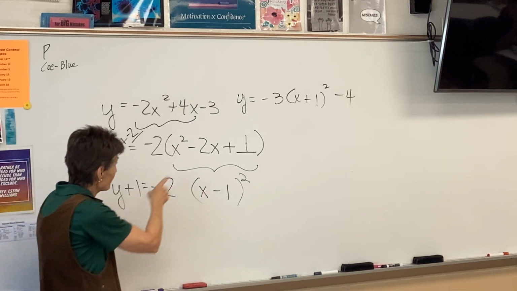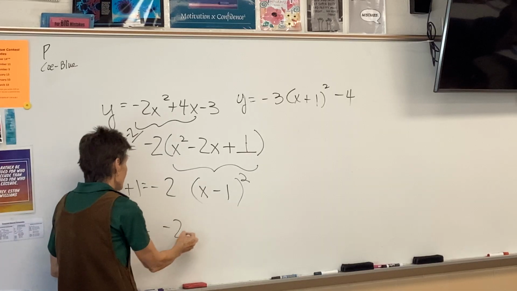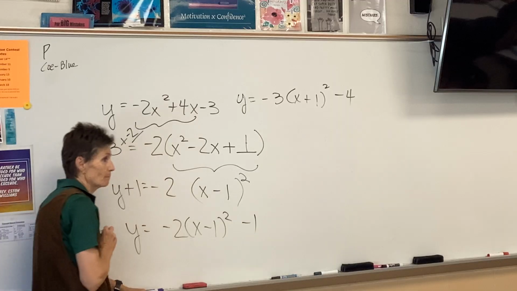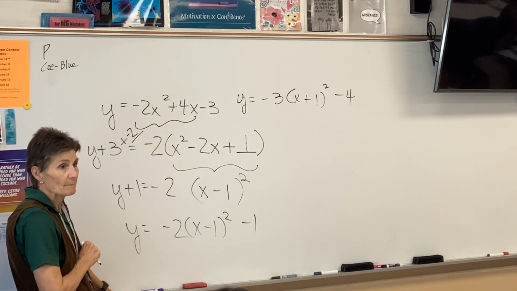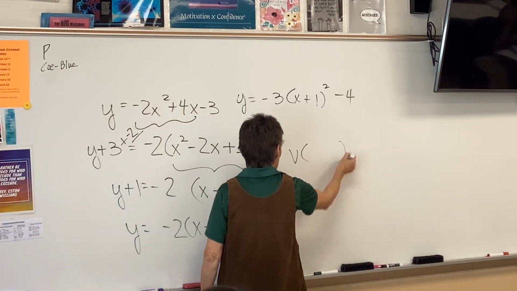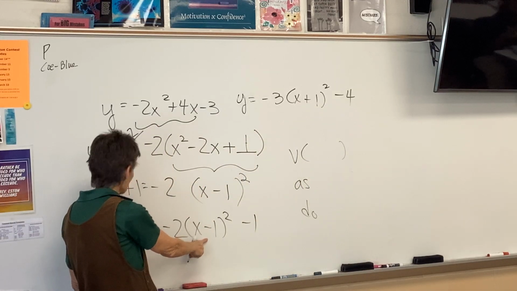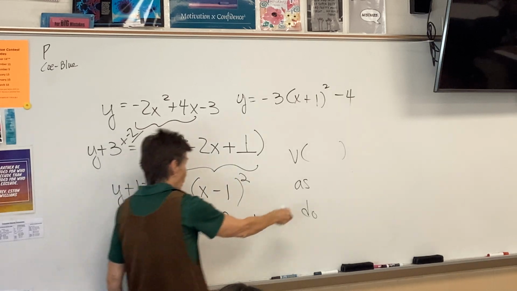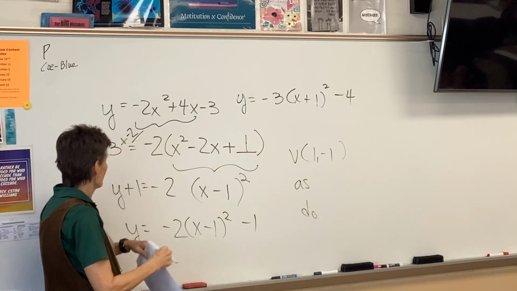And now all I need to do to make it work like that is move that 1 back over. So -2, x minus 1 squared, minus 1. Move that number back over there. So what's my vertex? Watch it. Right 1, yeah. Down 1. 1, -1.